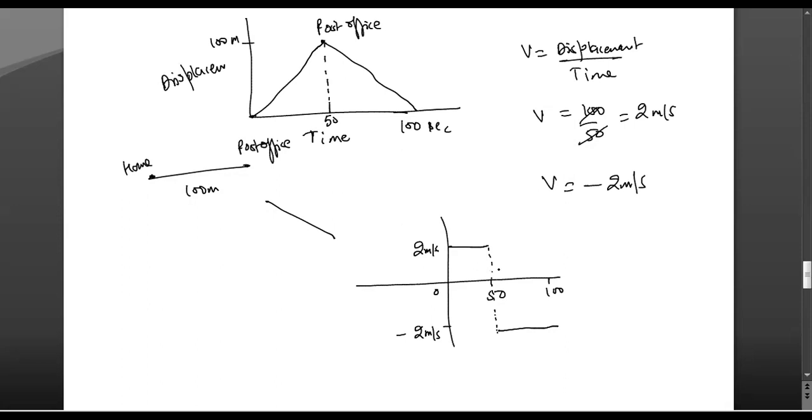Because she is returning home, so its velocity will be considered negative. If she is moving with 2 meter per second initially, then when she comes back, it will be minus 2 meter per second. For the first 50 seconds she has positive 2 meter per second velocity because she is moving to the post office, and when she comes back, since velocity is a vector quantity, it has direction as well as magnitude. If I consider the velocity from home to post office as positive, then the post office to home velocity will be negative. So here the velocity is minus 2 meter per second. So we have this graph. This is positive 2, because this is the y-axis, and this is representing the velocity.